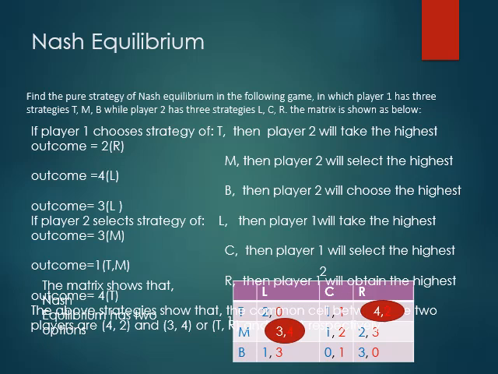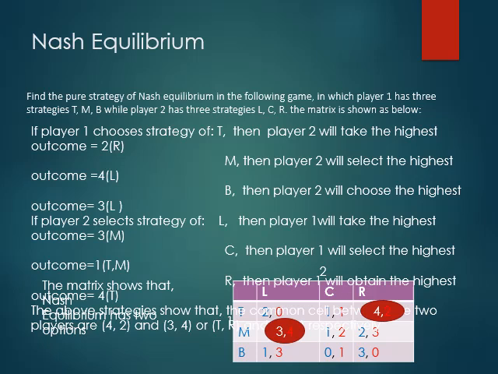If player 1 chooses M strategy, then player 2 will look for the highest outcome in this row. The highest outcome for player 2 is 4. It is under the L column.